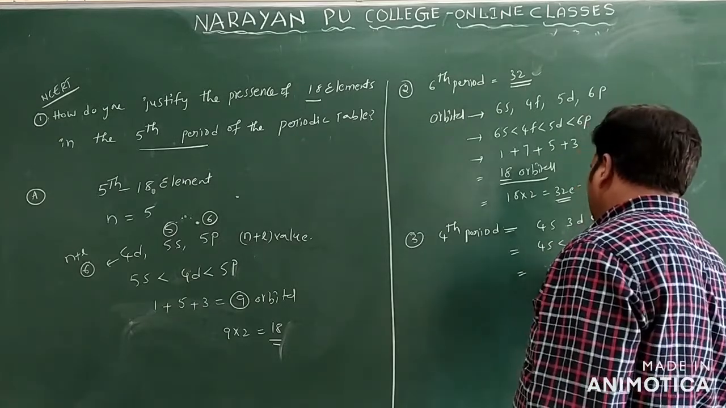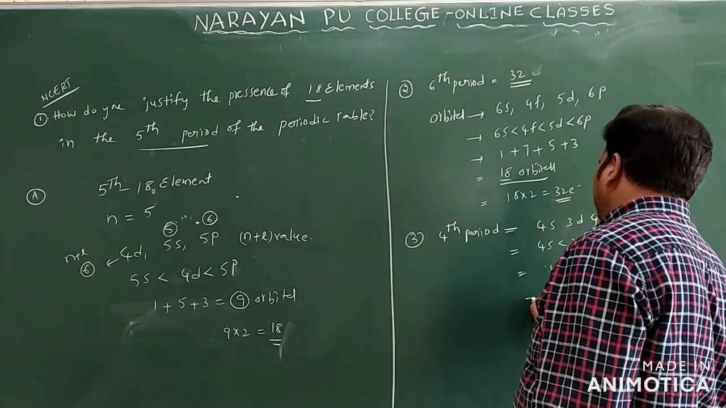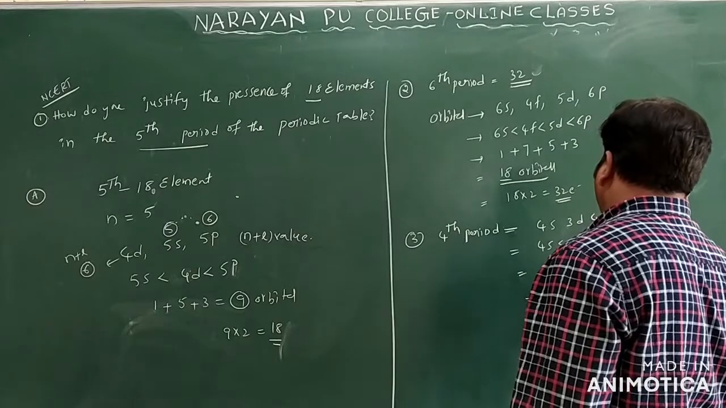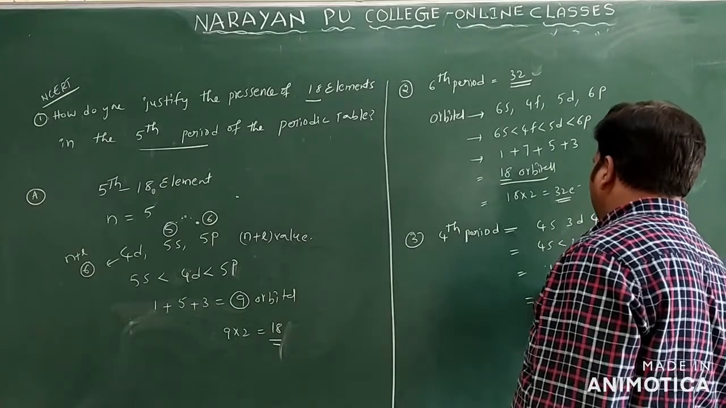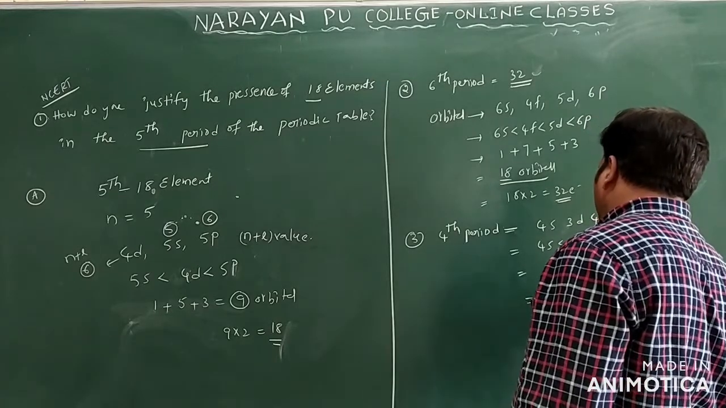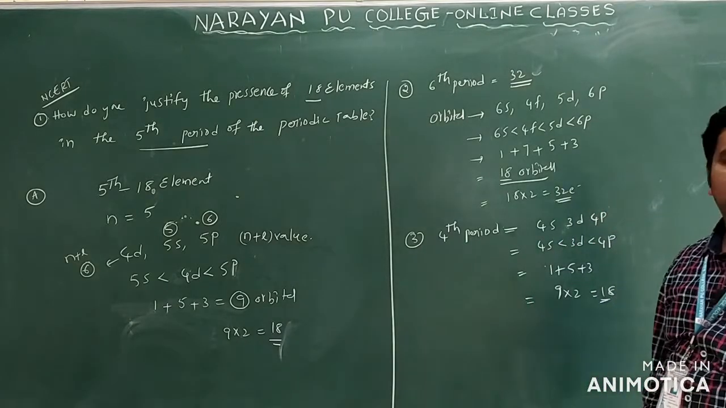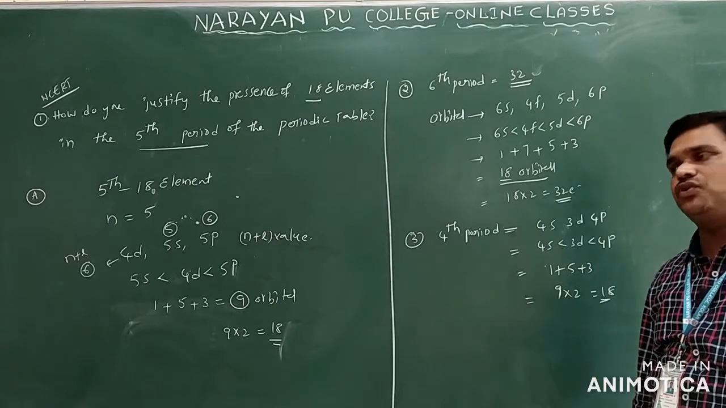You will write 1 plus 5 plus 3 here. How much are you getting? 9 only. 9 into 2 here, you will write 18 only. Like this you can write for the third period, you can write for the fourth period only.